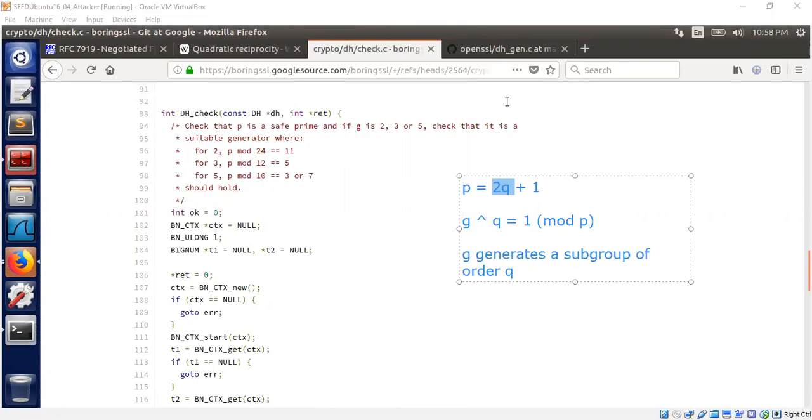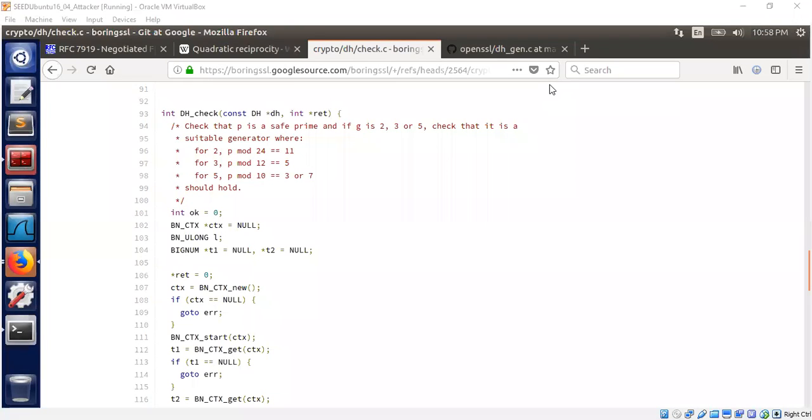described here. But what is not clear is the reason that, for example, in order to check 2 is a generator for the group, it is enough to check P mod 24 is equal to 11. Let me be clear. We are here talking about the generator of the group, not the generator of the subgroup. For some reason, OpenSSL and also a couple of other libraries select the group to be a safe prime group, but they don't work in the subgroup. They work in the main group, the group of order P minus 1.